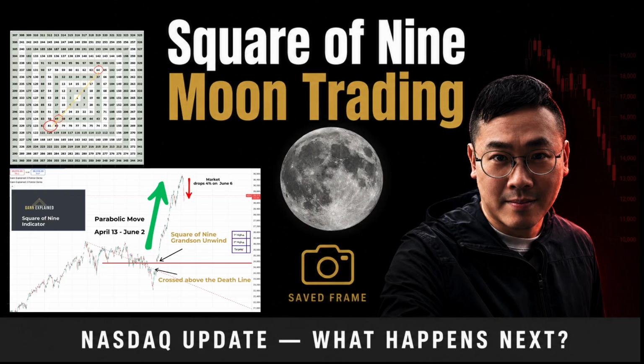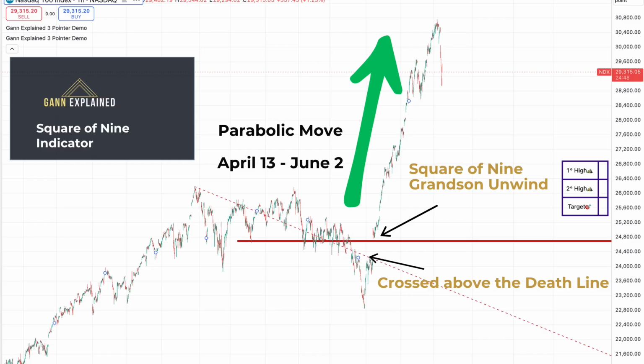Think of it like a camera in burst mode, only the most powerful frame leaves a lasting memory in the market. June 5th may be one of those frames. I will show you what that means for where this market goes next. Using our Square of 9 indicator, we can see the market did a Gann son unwind, broke the depth line, and made an upward parabolic move from April 13th to June 2nd, as the Square of 9 had projected.